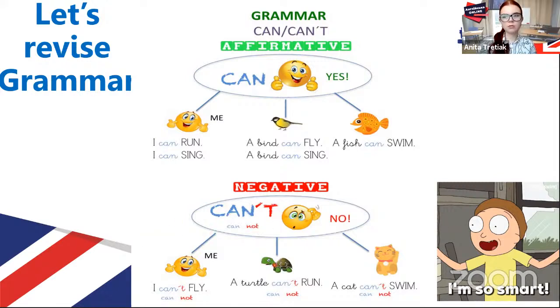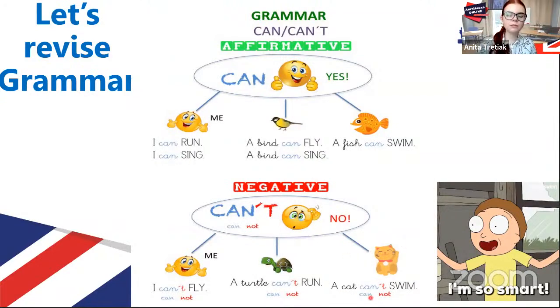Can't do something. And for example, about me, I can say that I can't fly. I have no wings and I cannot fly. Have no ability like this. Then a turtle. A turtle can't run because a turtle is a very slow animal. By the way, it can swim really fast, but a turtle can't run. That's it about turtle.